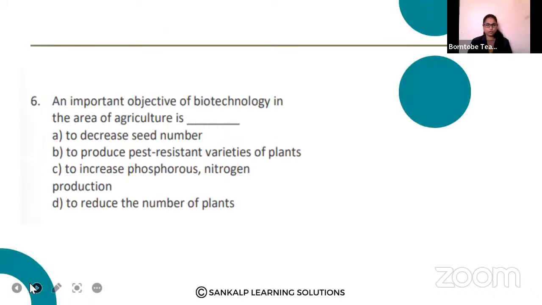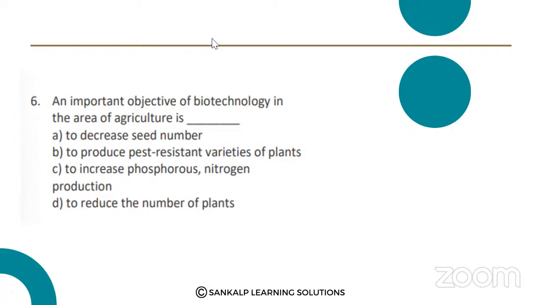Sixth question goes like this. An important objective of biotechnology in the area of agriculture is, please don't message or speak through the mic until I complete all the options. Until I read out all the options, please don't answer the question. What is the objective of biotechnology in the field of agriculture, they have asked. Option A, to decrease seed number. Option B, to produce pest-resistant varieties of plants. Option C, to increase phosphorus nitrogen production. Option D, to reduce the number of plants. Option B, ma'am, to produce pest-resistant varieties of plants.